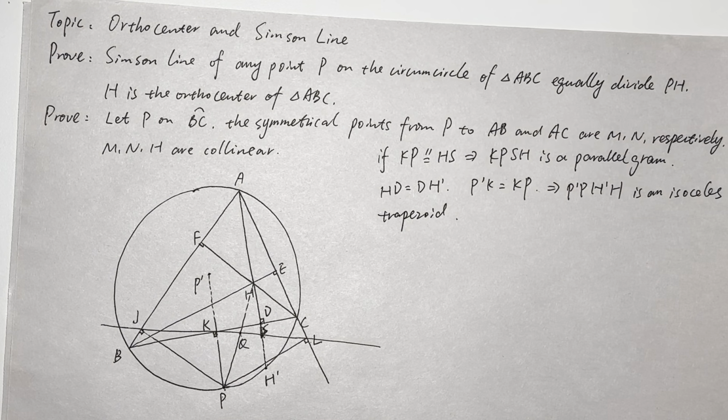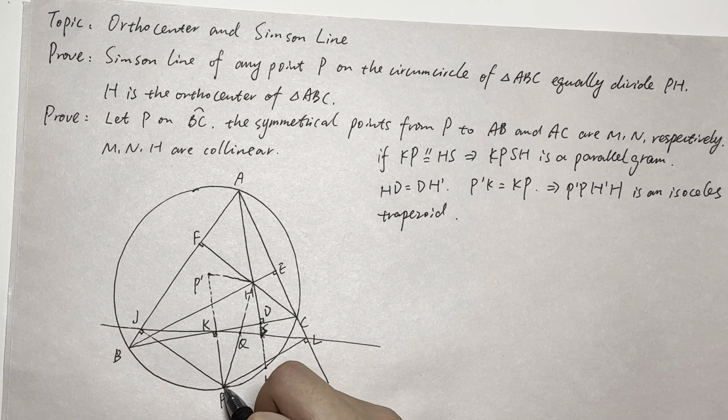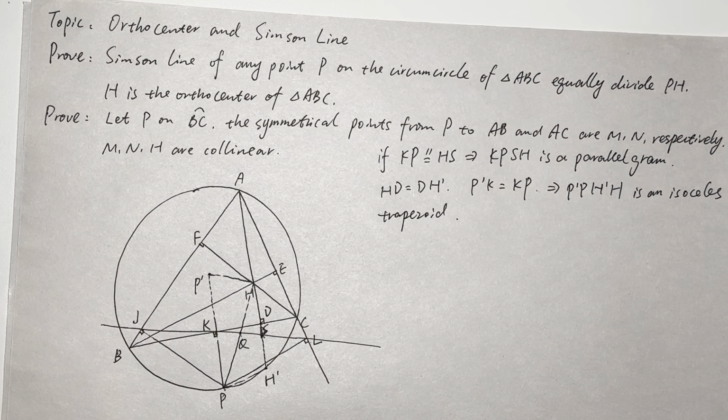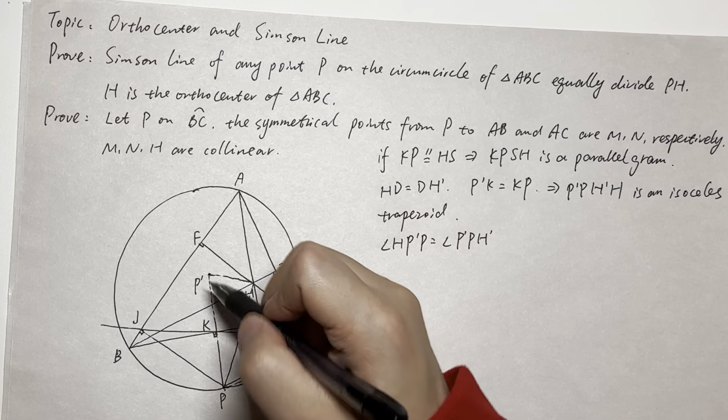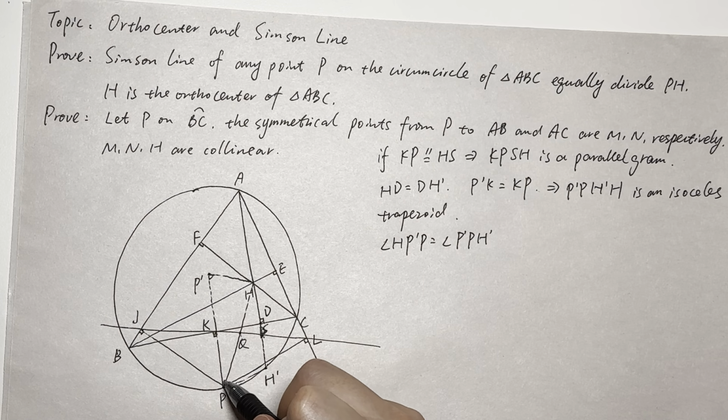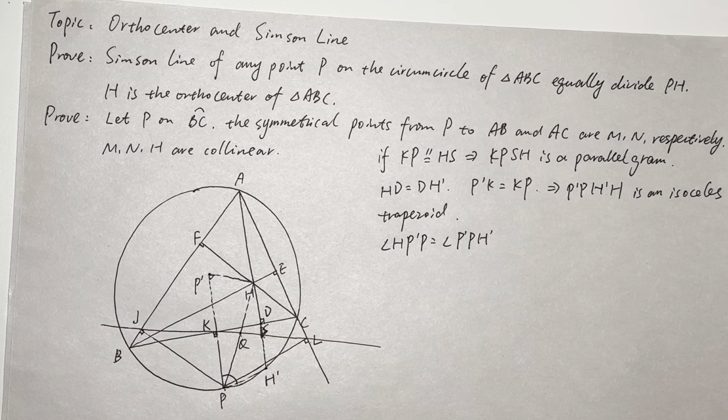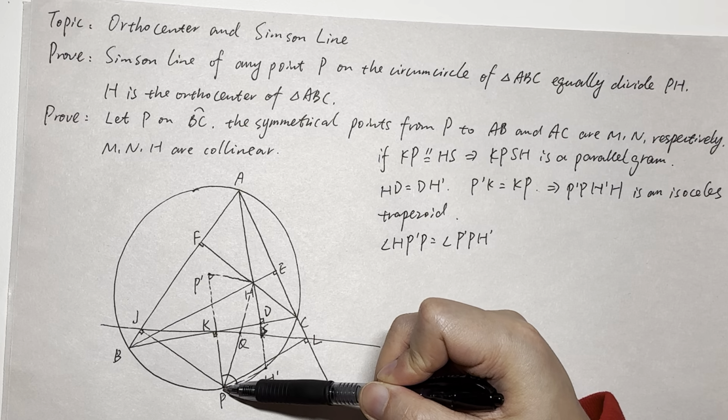That means if we connect P prime H and we connect P H prime, we already know that angle HP prime P equals angle P prime P H prime, right? This angle equals this angle, right? This one equals this one. So, because we know that P prime K equals KP, right?